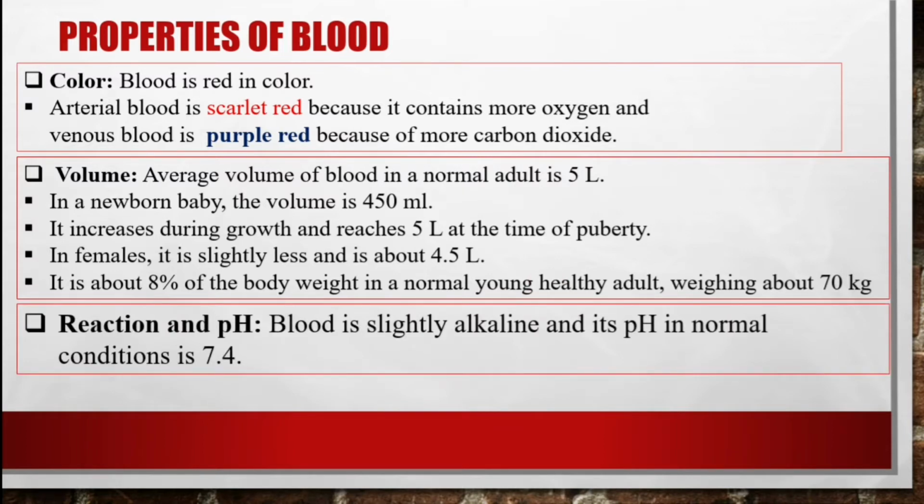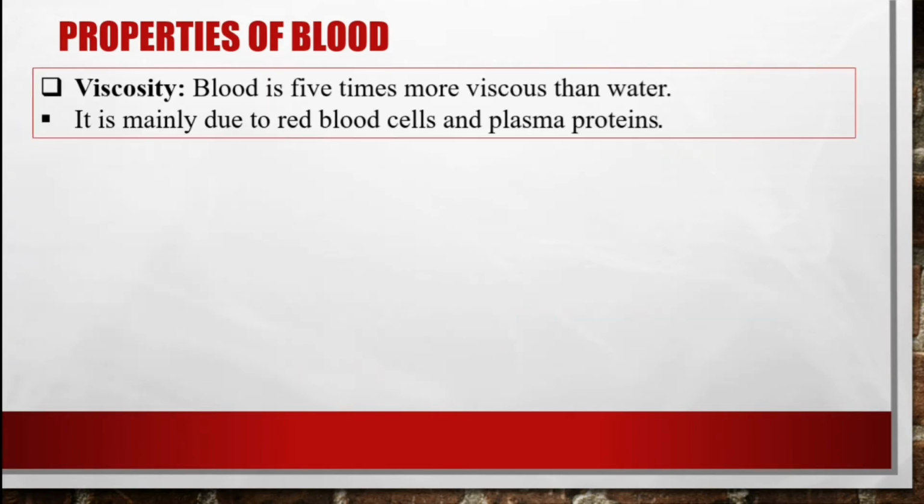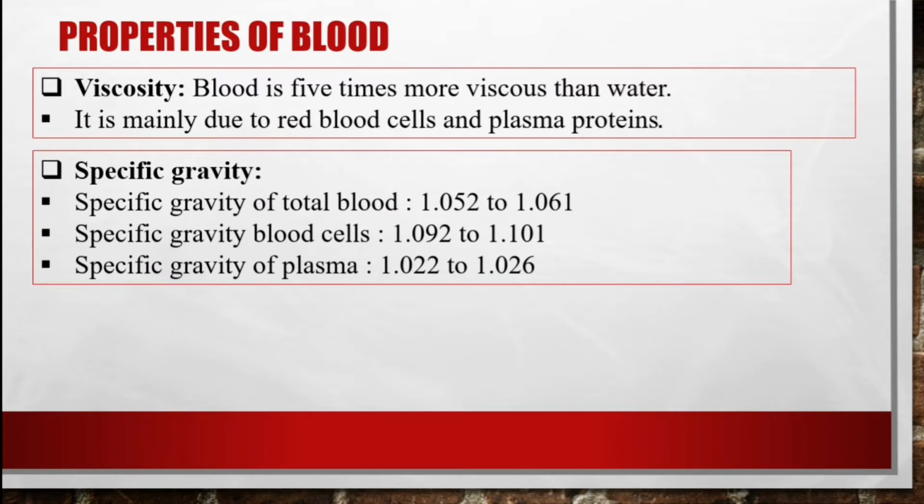Another very important property is blood pH. Blood is slightly alkaline, and its pH in normal conditions is 7.4. The next property is viscosity. Blood is 5 times more viscous than water, mainly because of red blood cells and plasma proteins. Specific gravity is another important property.